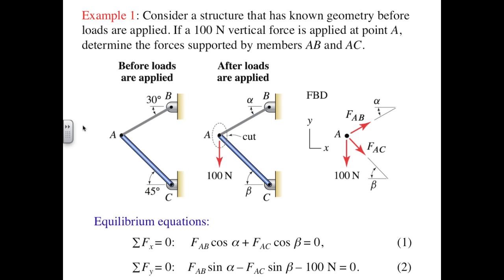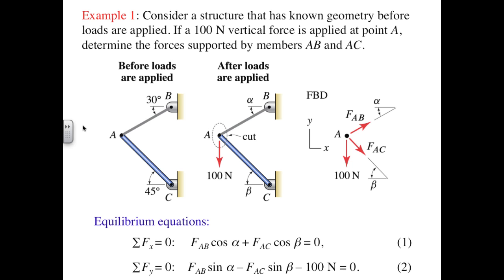Let's return now to one of our earlier examples from section 3.1. You'll note in these figures that we've made a distinction between the angles that elements make with the horizontal before and after the loads are applied. So instead of having 30 degrees when the loads are applied, the angle element AB makes with the horizontal is labeled alpha, and instead of 45 degrees, the angle bar AB makes with the horizontal is labeled beta.